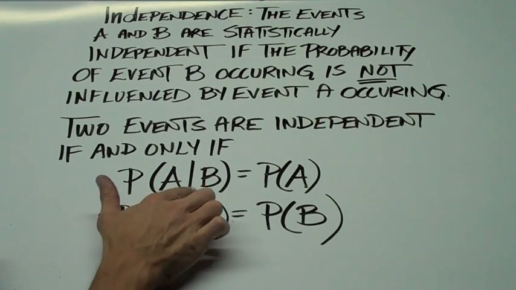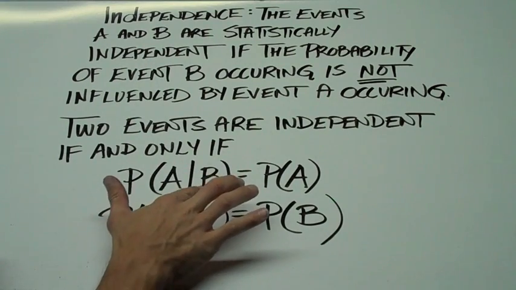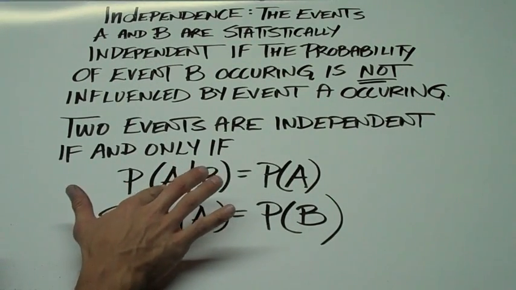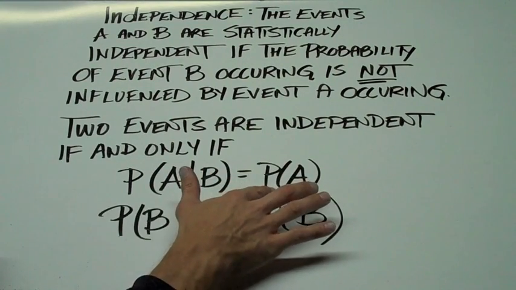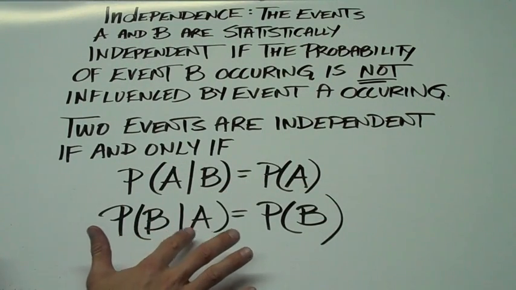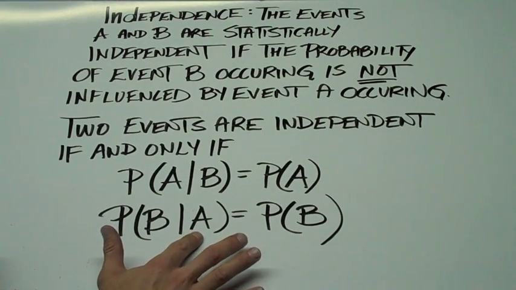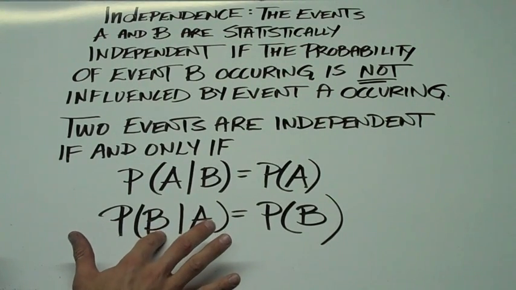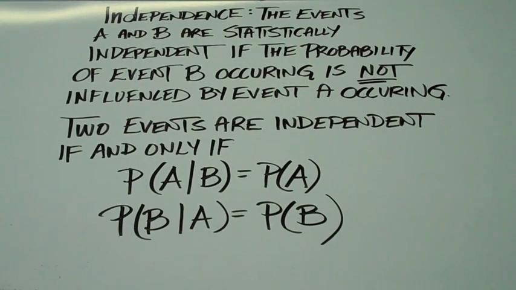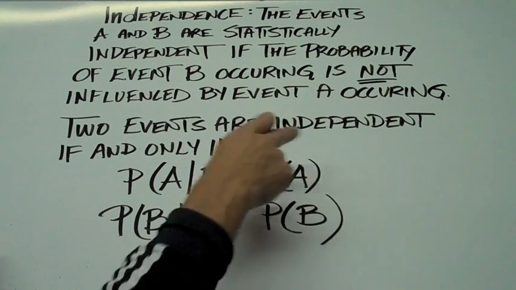Here, the probability of A given B is the probability of A. It doesn't matter if B occurs or not. The probability of A will remain the probability of A. And here, it doesn't matter what the outcome of event A is. The probability of B given A is the same as the probability of B. You have to know what this means here.